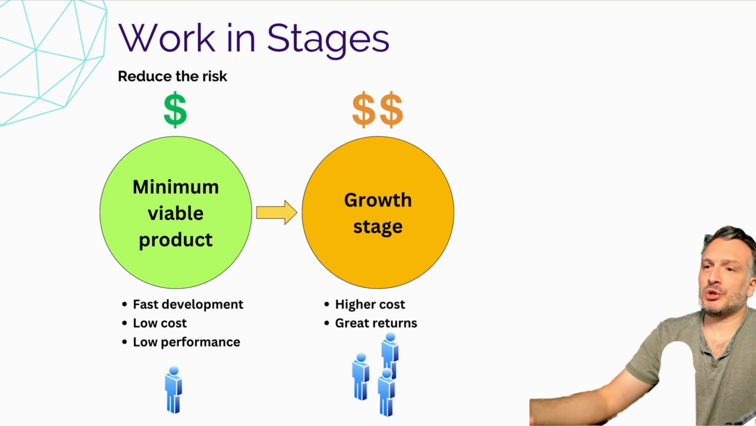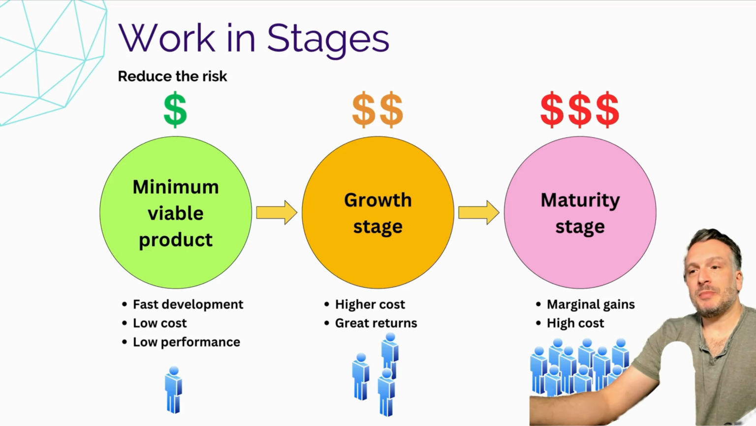After we prove that the project is viable, then we can enter the growth stage. We can invest more money such that we get better returns. This is to establish the foundations of a successful product. We will have more people working on the project. Once we have built the foundations for that product, and if that product is generating revenue, then we can enter the maturity stage. Then more people get involved in the project, it costs more money, and the gains that we get from the growth stage are more marginal. This is to squeeze as much gain as possible from the project.